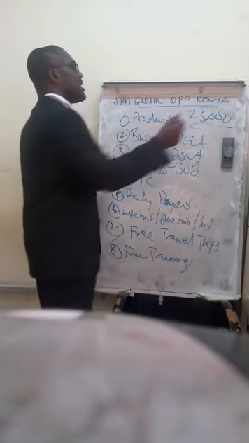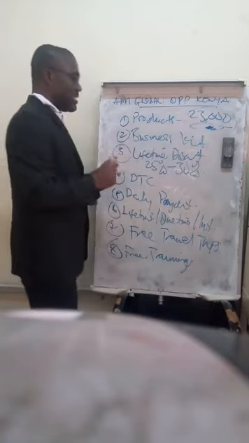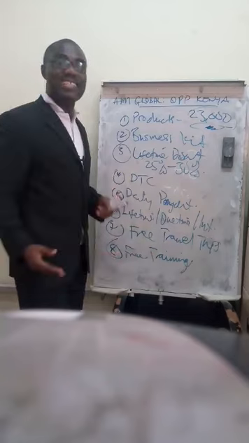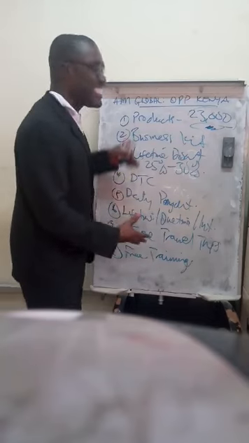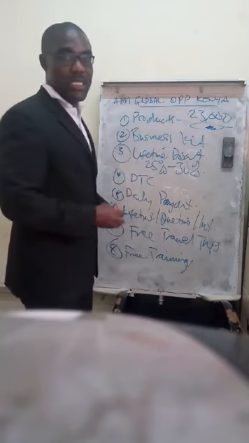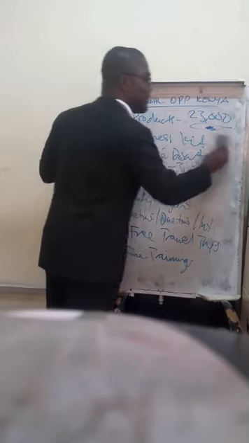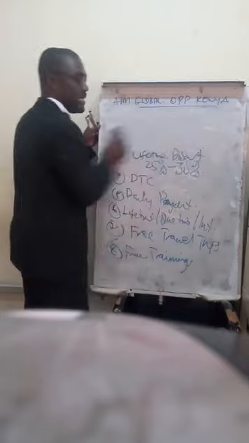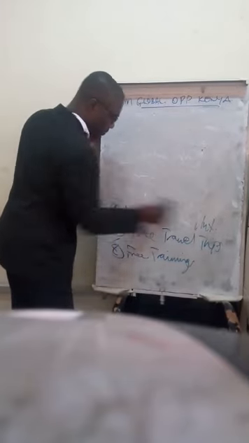So when you make these 23,000 investments, these are the things that you get. I call it mega return on investment. You will only get these benefits in Alliance in Motion Global.